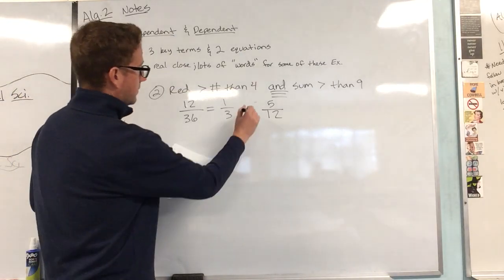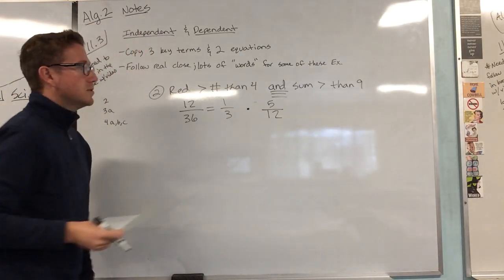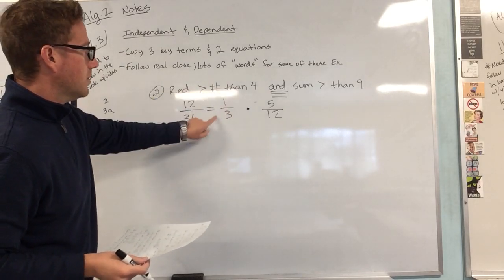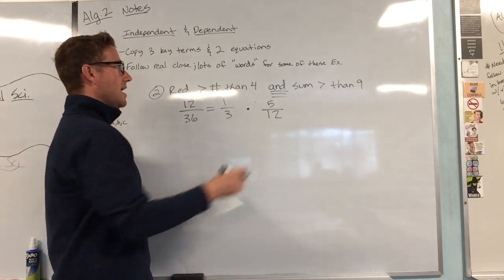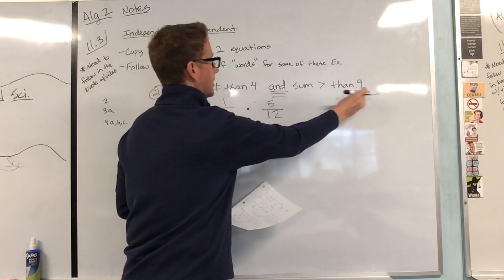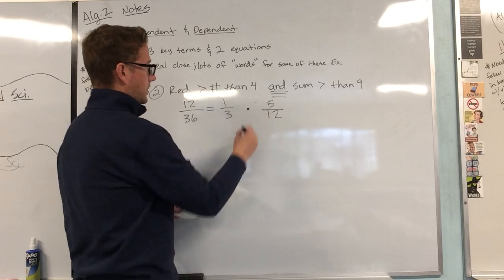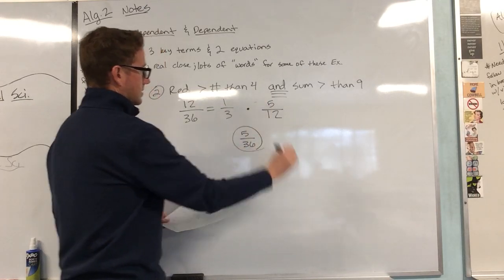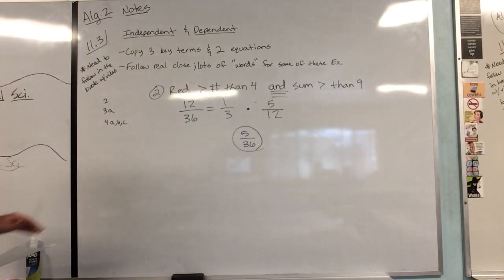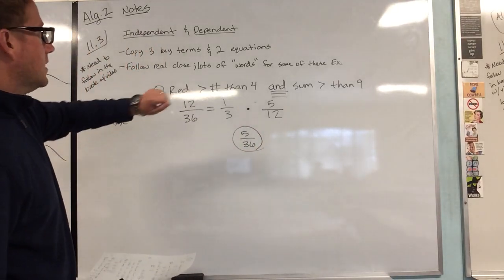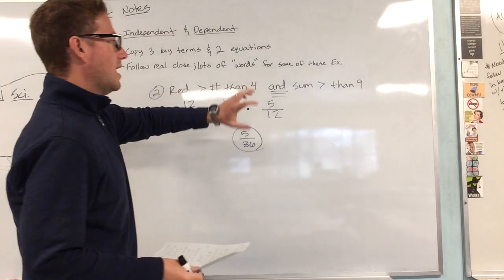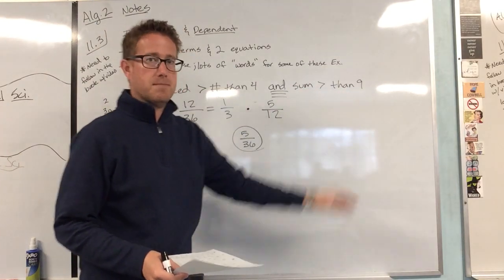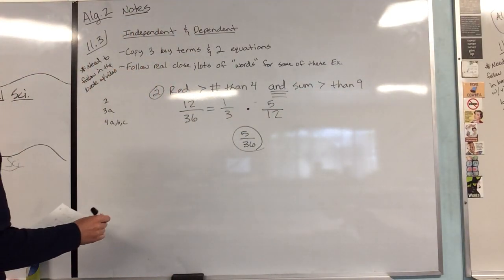So now you have your 2 dependent events. You have this one right here being greater number than 4, a 1/3 chance, and the sum is greater than 9. So when we multiply these together, we get 5/36. And that is the total. That's our probability of getting a red greater than 4, and when we include the blue, the sum is greater than 9. Okay? So that was for number 2.